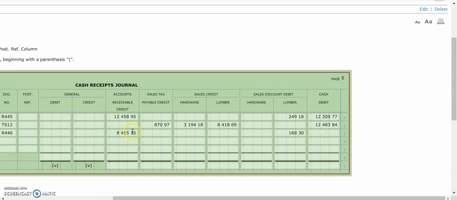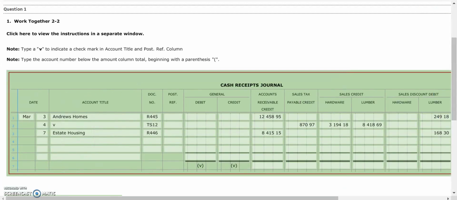So then the difference between these two numbers is the amount of cash that we actually received, which when we do that calculation ends up at $8,246.85. I'm just going to check my time real quick here. Oh, we're good. All right.